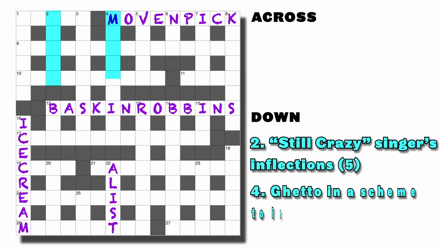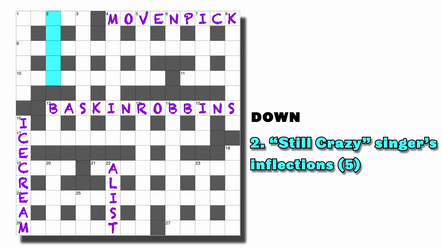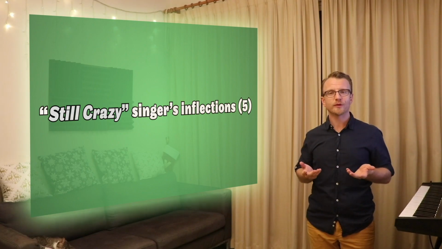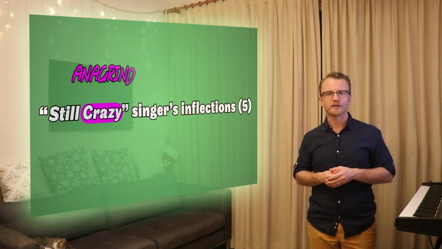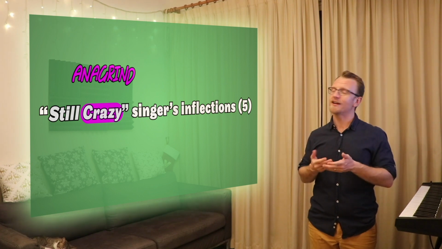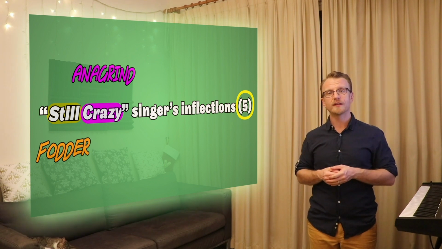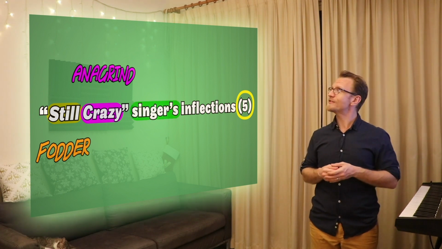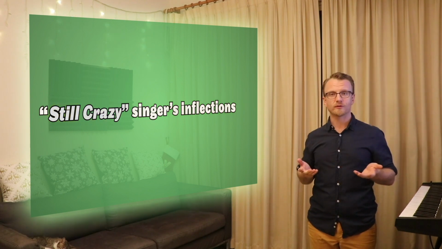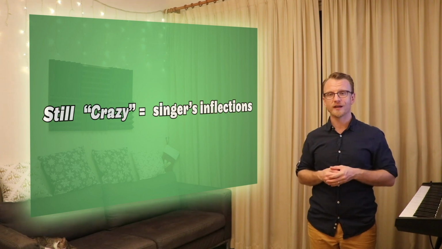Who knows? Anyway, there are 3 straightforward anagrams in this grid, so let's start with the shortest one. Still crazy, singer's inflections. Now, as far as signposts go, crazy is a pretty obvious one. If crazy is the anagrind, then the 5 letters in the word still has to be the anagram fodder, leaving us a definition of singer's inflections. So now that we've got all that, all that's left to do is solve the anagram.